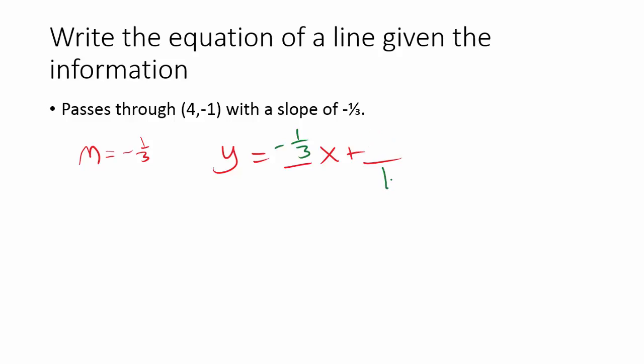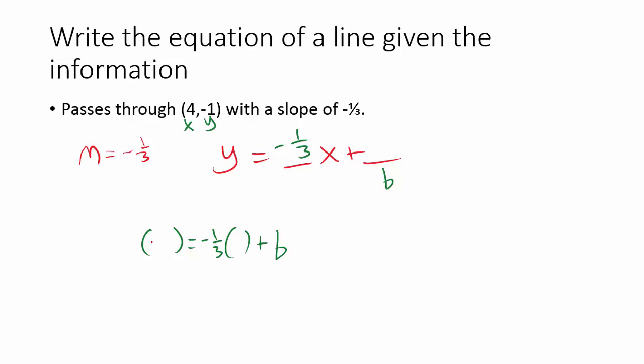Again, I don't know what the b is. I don't know what the y-intercept is or where this graph crosses the y-axis, because 4, -1 is not on the y-axis. So what I'm going to do is treat b like a variable and solve for it. And all I'm going to do is just plug things in place of all my unknowns.